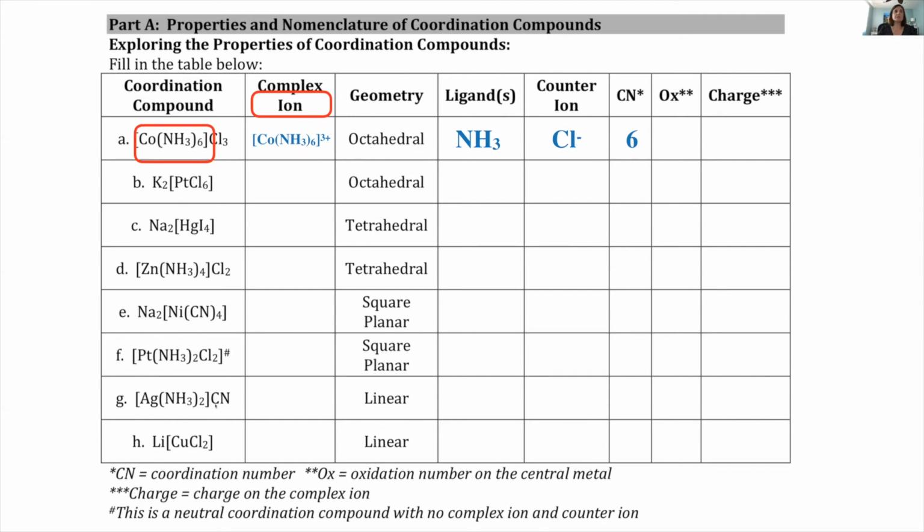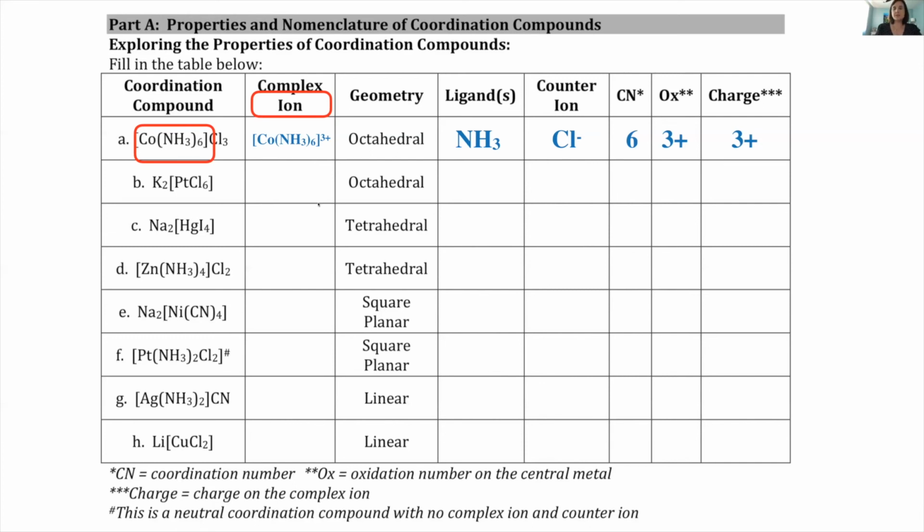OX, the little 2 stars tell us, we look down here, OX is the oxidation number on the central metal. Looking at our complex ion, we see it has a 3+ charge overall. Ammonia is neutral, which means cobalt should be a 3+. And then charge, the 3 asterisks down here say charge is the charge on the complex ion. Well, we already have that, right? 3+, so we're just going to write it here.